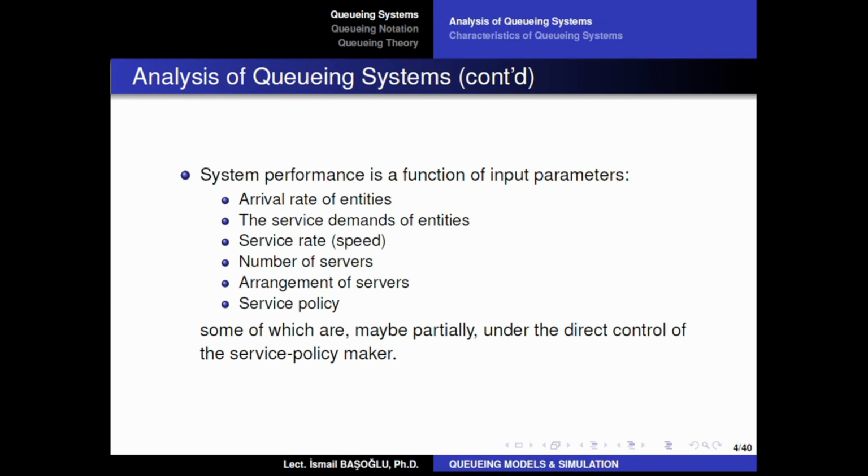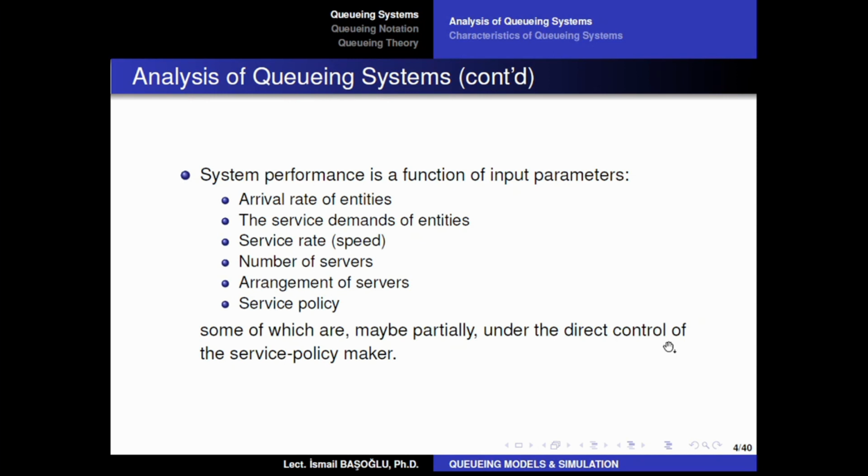Arrangement of servers is also another important input parameter. We are going to see the distinction between serial servers and parallel servers. Some servers can stay parallel and you can get your service from any of the servers that you choose. However, sometimes the servers can be serial. For example, you need to go through server 1. Then after finishing your task in server 1, you need to go through server 2. So this is called a serial server policy. And we can explain the service policy by a very, very detailed explanation. There are different service policies which we are going to cover.